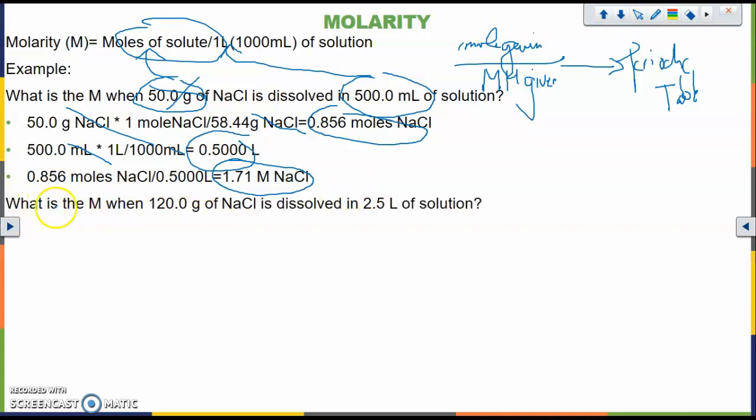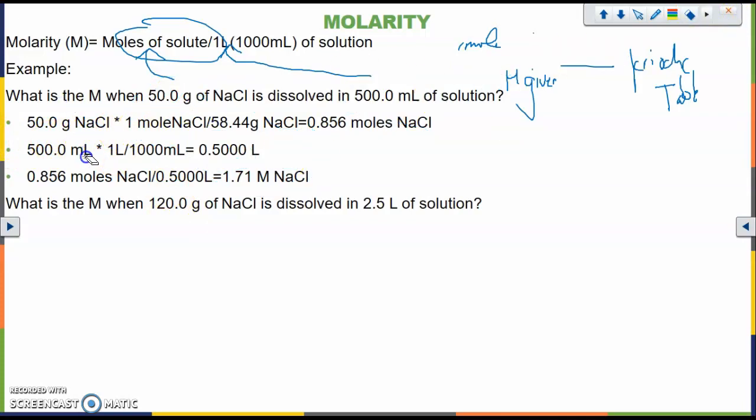Another similar example. What is the molarity when 120 grams of sodium chloride is dissolved in 2.5 liters of solution? In this case, we do not need to do the conversion that we have done previously because the solution is now already given in liters. So the only thing we need to do is convert this into moles of sodium chloride, which is going to be similar to what we've done here.